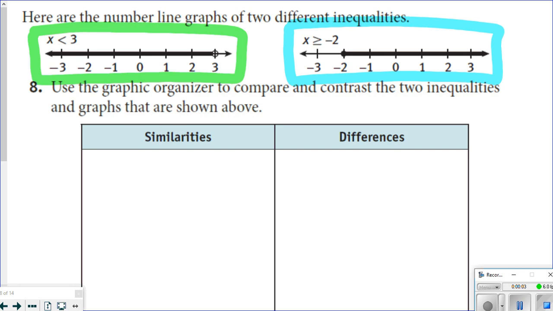On the bottom of page 36, we're going to continue lesson 3.1. So let's look at this table to compare the similarities and the differences between these two number line graphs. If we look at the number lines, we're going to see that they have some of the same solutions, or some of the same answers are shaded here. For example, -2 is shaded, -1, 0, 1, and 2. Those are all answers.